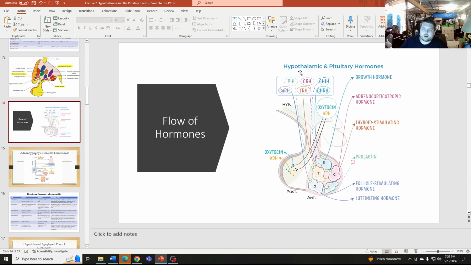Here's a nice little chart, the flow of all these hormones, where you see each of these different releasing hormones going to affect the specific spots in the pituitary gland, the anterior or the posterior pituitary gland. And we'll get more into all of this. This is just like the rough overview map. This is a really good one that you can pull from and study from.